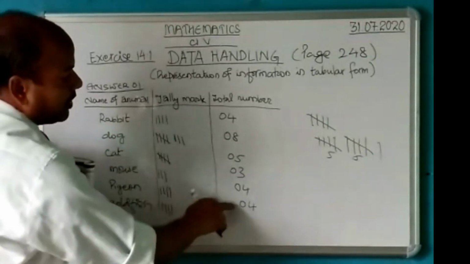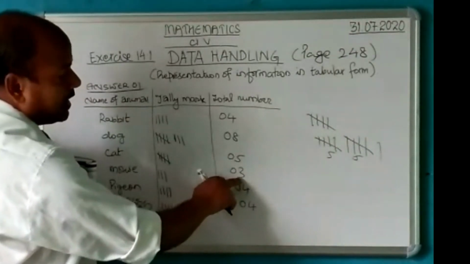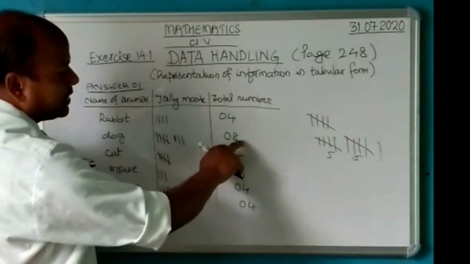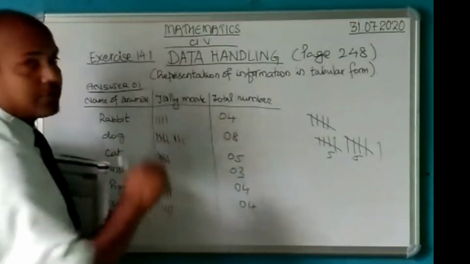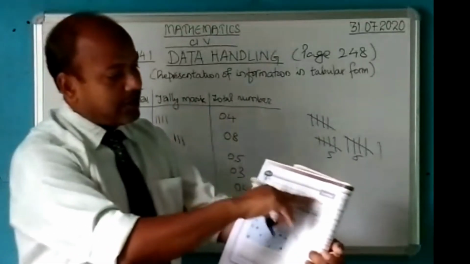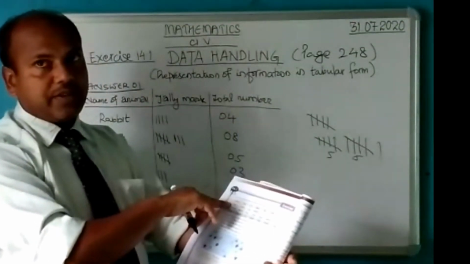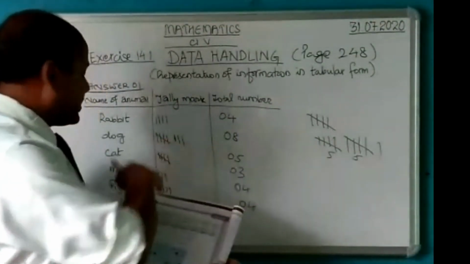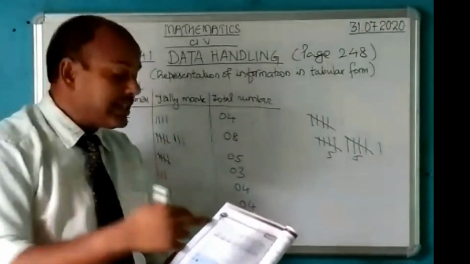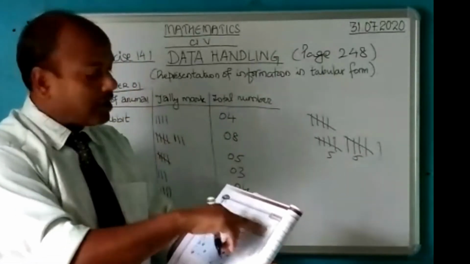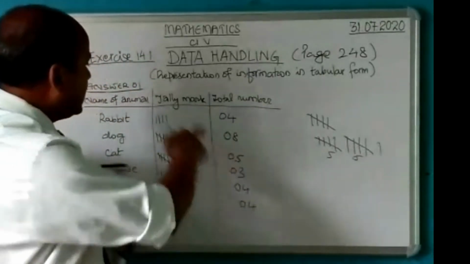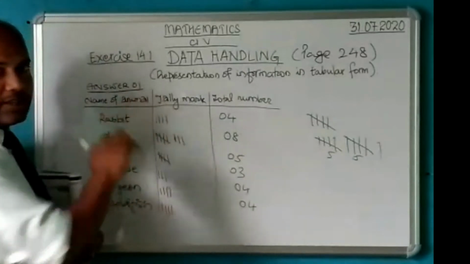Total is 4 and 4 is 8, 8 and 3 is 11, 11 and 5 is 16, 16 and 8 is 24, and 4 is 28. So if you see, there are 28 animals here. There are only 5-6 types of animals, but 26 items are sold. So numbers would come the same. Okay, so this is the tabulation. This is only the tabulation part.